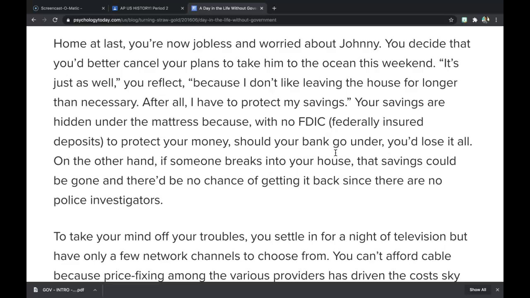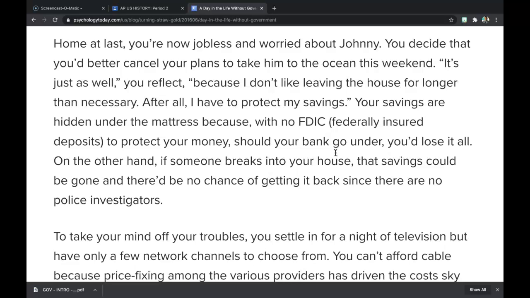Home at last. You're now jobless and worried about Johnny. You decide that you better cancel your plans to take him to the ocean this weekend. It's just as well, you reflect, because I don't like leaving the house for longer than necessary. After all, I have to protect my savings. Your savings are hidden under your mattresses because with no FDIC, federally insured deposits, to protect your money, should your bank go under, you'd lose it all.